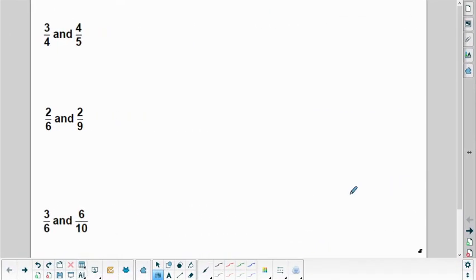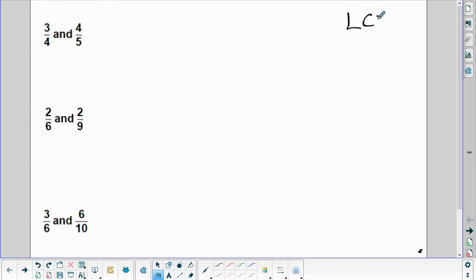In this clip, we're going to find the lowest common denominator for the pair of fractions that we are given. And I am going to use LCD to stand for lowest common denominator. So let's look at the first one. We have 3/4 and 4/5. And remember, the denominator is on the bottom of the fraction. So we're going to focus on the 4 and the 5. We want to figure out a common denominator for 4 and 5.